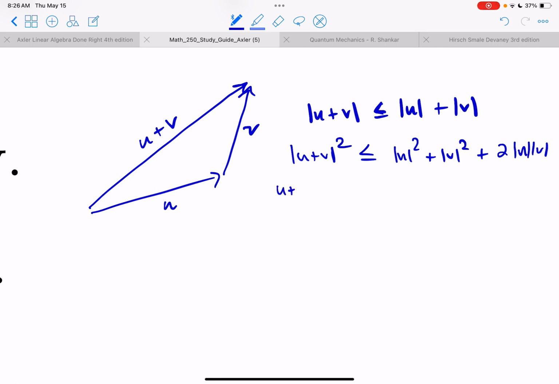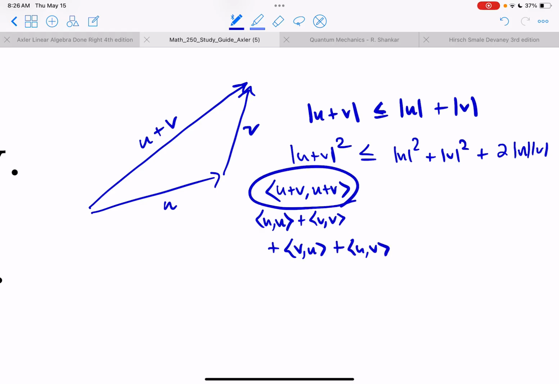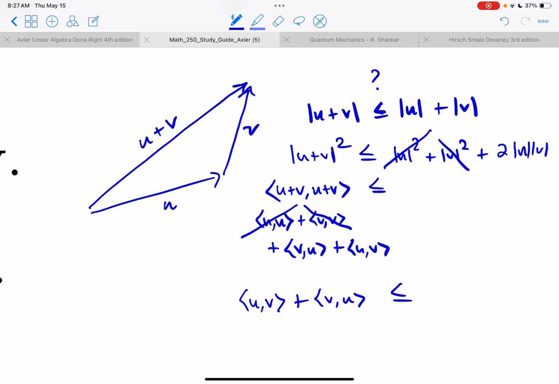Okay, and now what's this? This is by definition the dot product of u plus v with u plus v, which is u u plus u v plus v u plus v v. There are 4 terms here, expanding this out. So what we're going to do is cancel this with this, and cancel this with this. Now we're asking ourselves, is it true that uv plus vu is less than or equal to twice the norms of that? All right, we canceled these other ones, so all we're left with is that. And is this true?